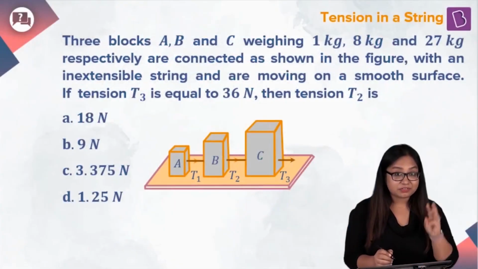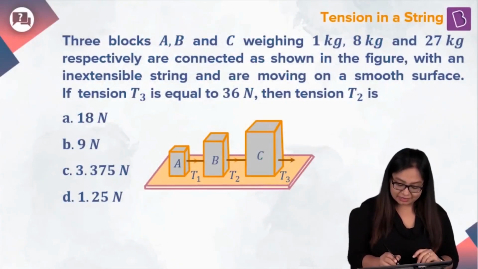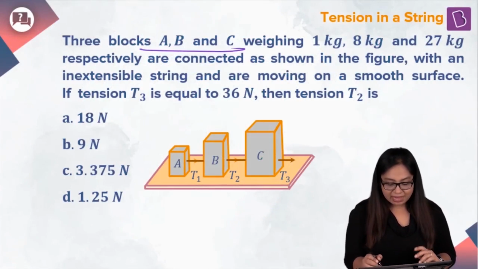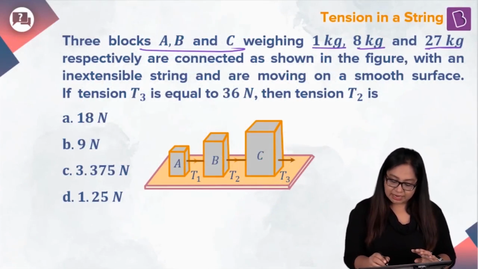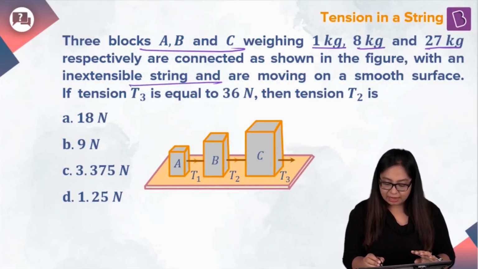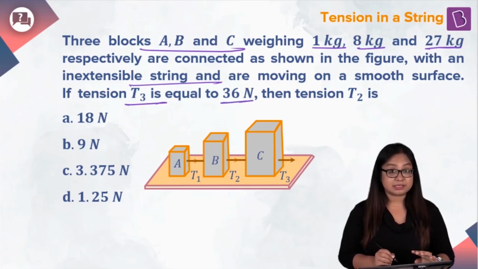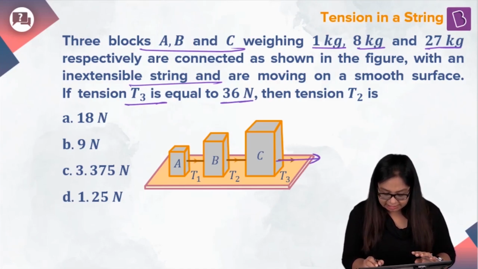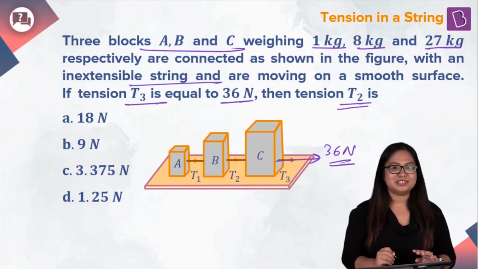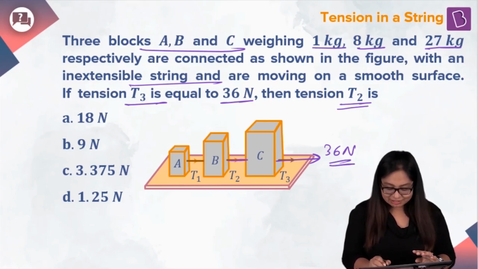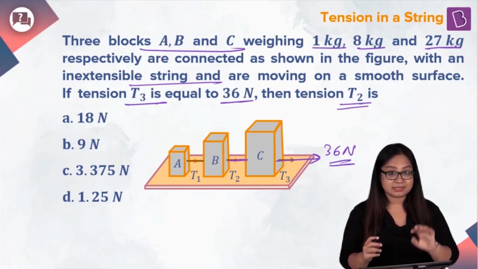Now here we have 3 blocks given in the question, right? A, B and C, weighing 1 kg, 8 kg and 27 kg respectively, connected as shown in the figure with an inextensible string and moving on a smooth surface. Tension T3 is equal to 36 Newton, given to us. So this tension 36 Newton is given to us and we have to find tension T2. T2 is the tension in the string connecting B and C.